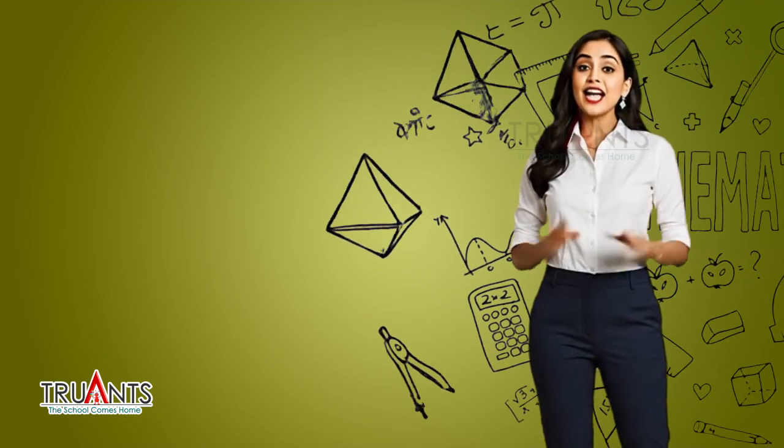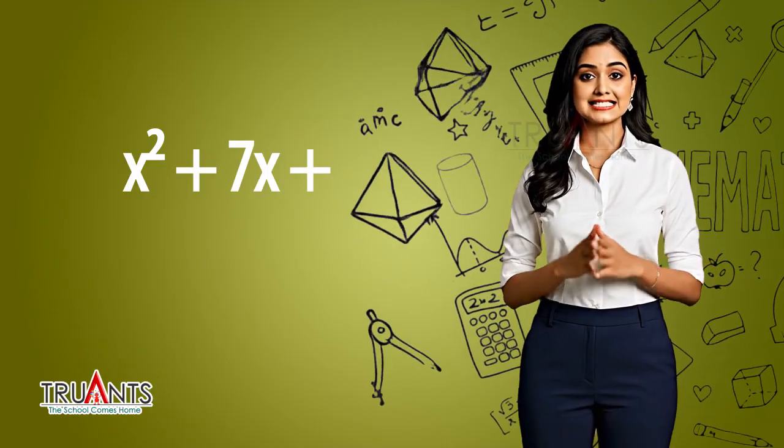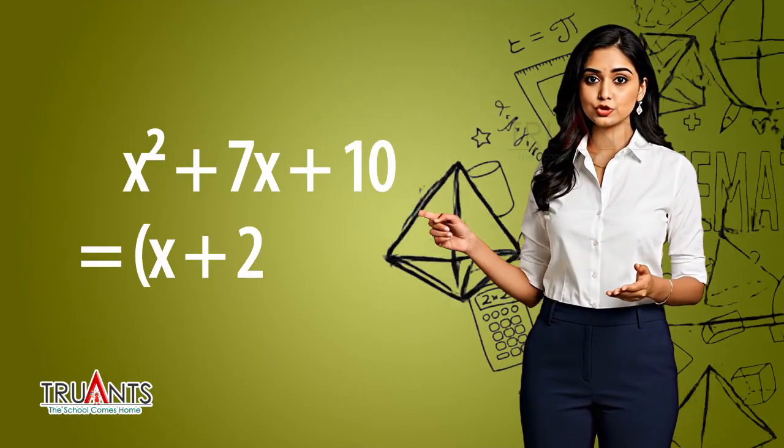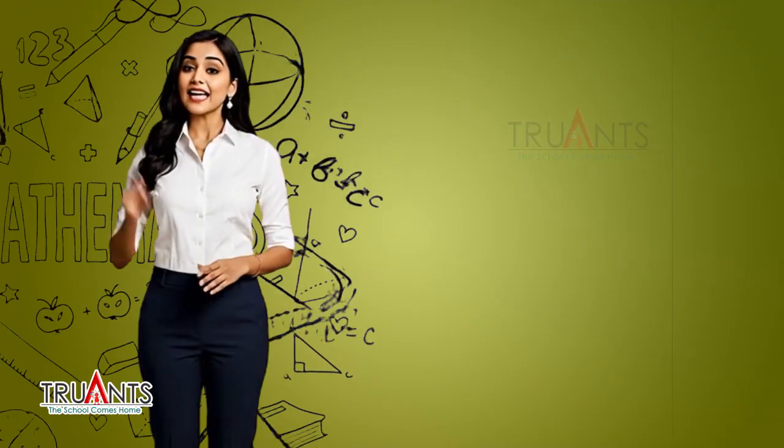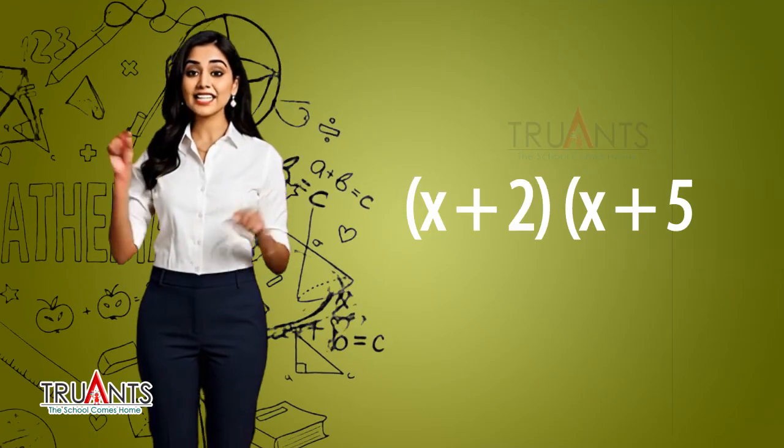Step 3. Write the factorized form. The quadratic factorizes into x squared plus 7x plus 10 is equal to (x plus 2)(x plus 5). So the final answer is (x plus 2)(x plus 5).